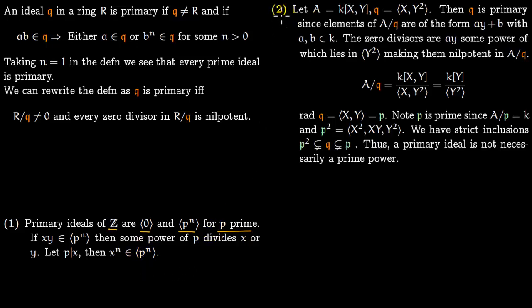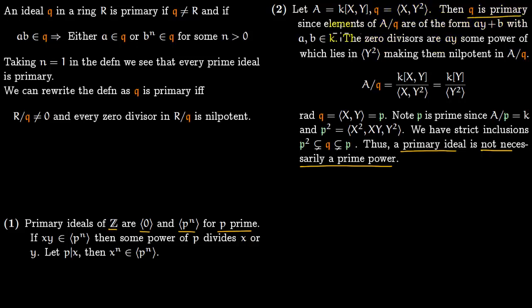Now we do a second example. Here we show that a primary ideal is not necessarily a power of a prime. For integers, we have that a power of a prime number is a primary ideal, but this is not true in the general case. We can see this in this particular example. Say A is the ring K[X,Y], a polynomial ring in two indeterminates X and Y, and say Q is the ideal generated by X and Y squared.